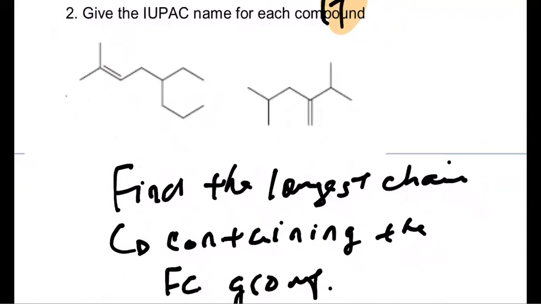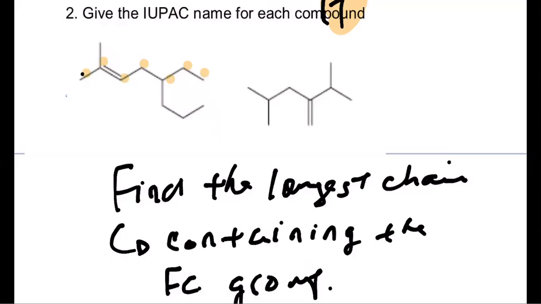So we can start counting. Actually, for this structure, it's like 3 different ways you can count to find the longest chain. So let's just start here. Let's take the easy way. 1, 2, hold up, I need to make that a little smaller. So let's say 1, 2, 3, 4, 5, 6, 7. So that chain is 7 carbons. You agree?